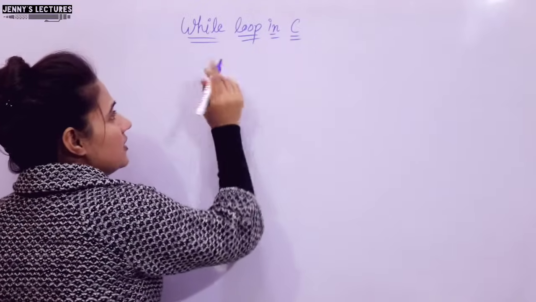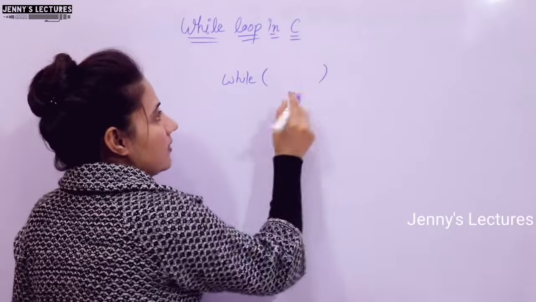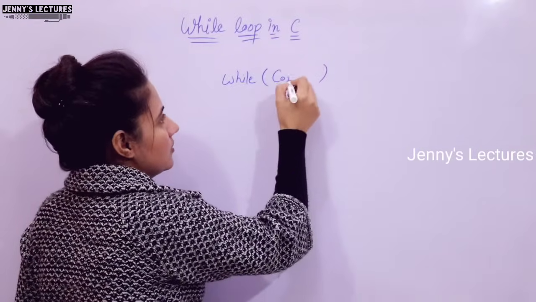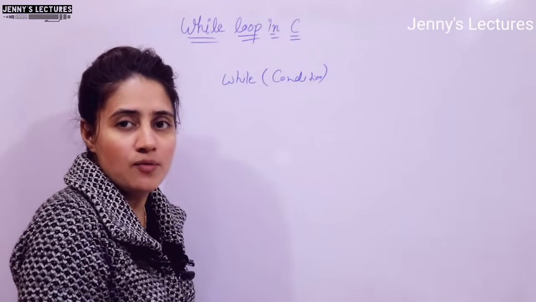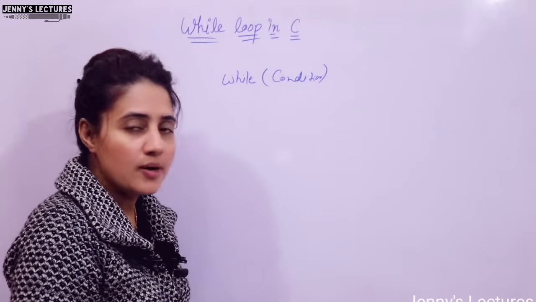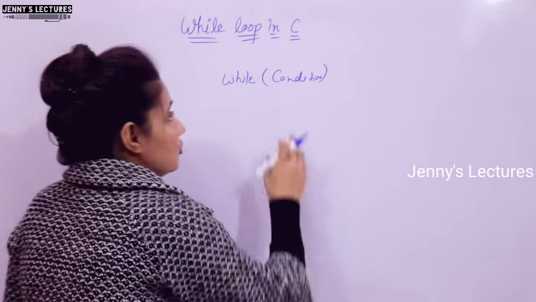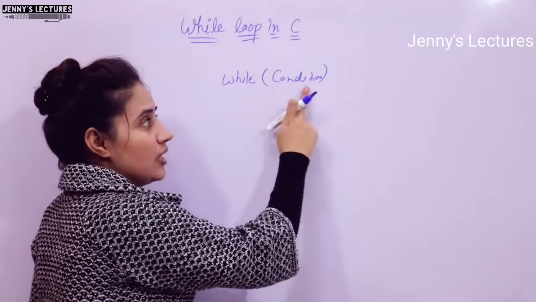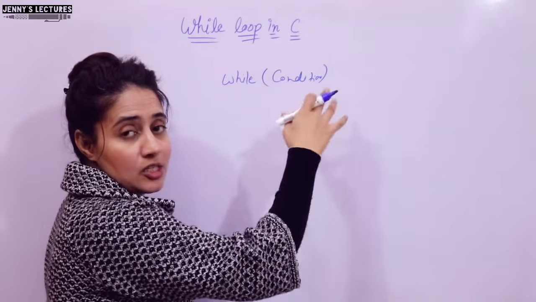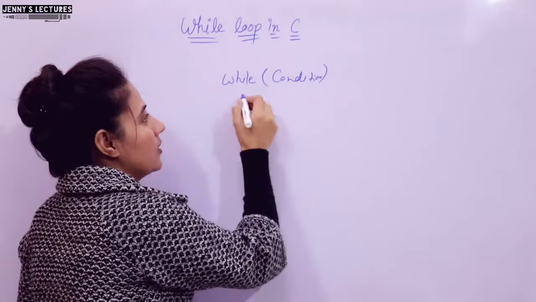Now what is the general syntax? We will write while, which is a keyword in C, and here in these braces we will write some condition. What is this condition? Termination condition. Obviously you have to terminate the loop somewhere. If you don't terminate the loop, then it would be an infinite loop, and that we don't want. So here we will put some condition. In for loop we put initialization, condition, and increment or decrement, or you can say update expression, three things, but in this while loop only the condition.